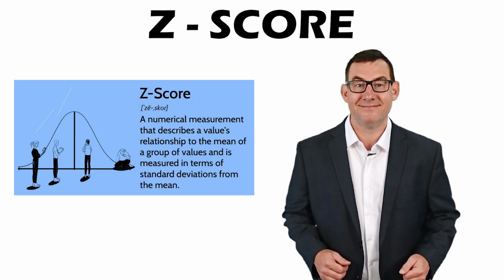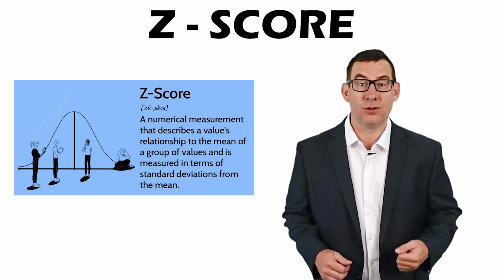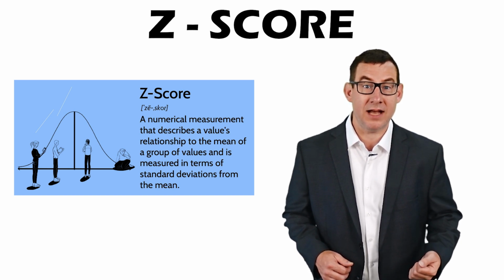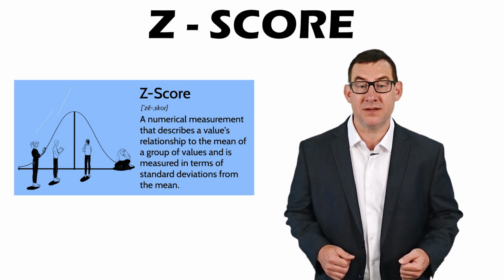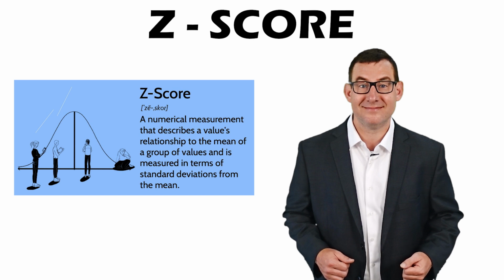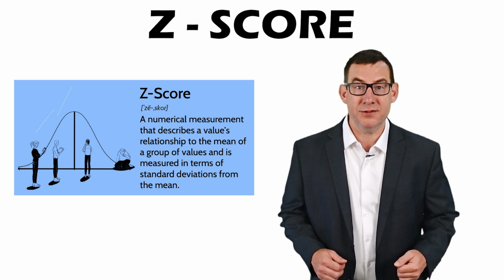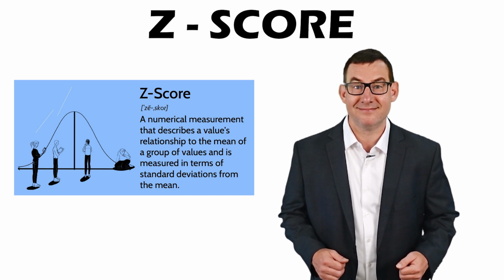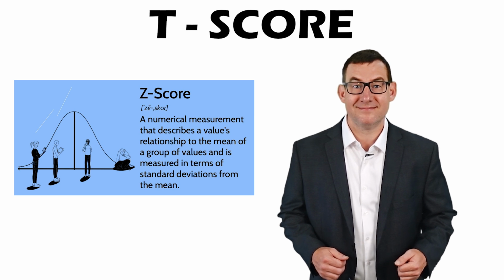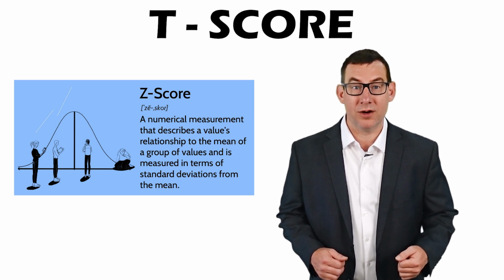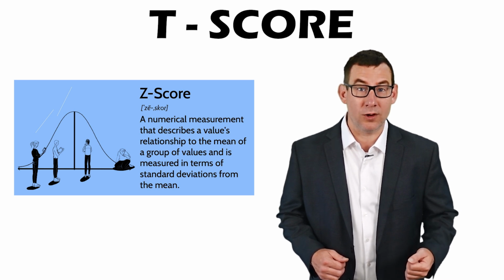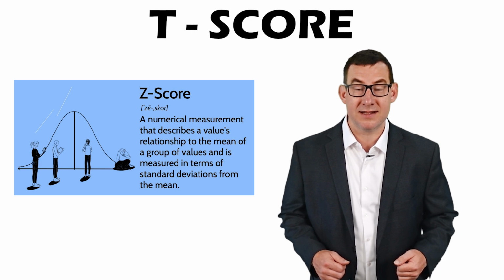A z-score. A z-score is a statistical measurement that quantifies the distance between a data point and the mean of a dataset in terms of standard deviations. A z-score of 3 indicates the value is 3 standard deviations from the mean. The z-scores are used for sample sizes greater than 30. A t-score. A t-score is like the z-score for sample sizes less than or equal to 30.